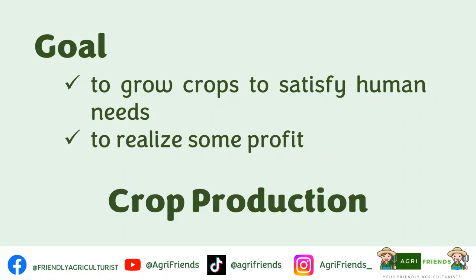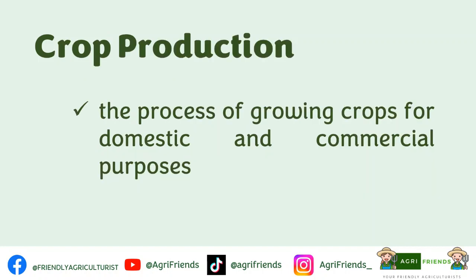And in order to achieve these goals, crop physiology, breeding, management, and other sciences related to crops and their production should be further studied. And also, innovations in production should be made. Crop production is defined as the process of growing crops for domestic and commercial purposes. It is a science derived from the adoption or application of basic sciences such as botany, chemistry, mathematics, physics, and various applied sciences like physiology, meteorology, anatomy, and many more.